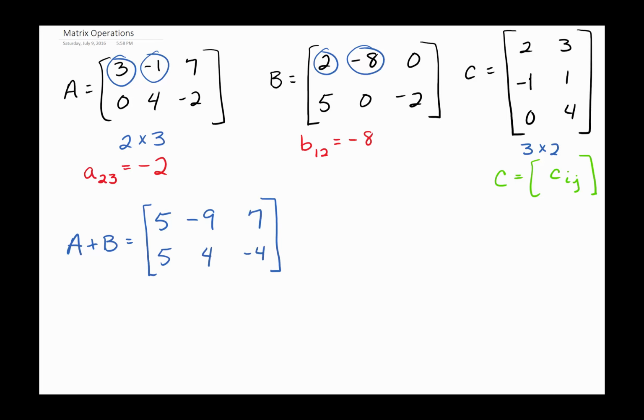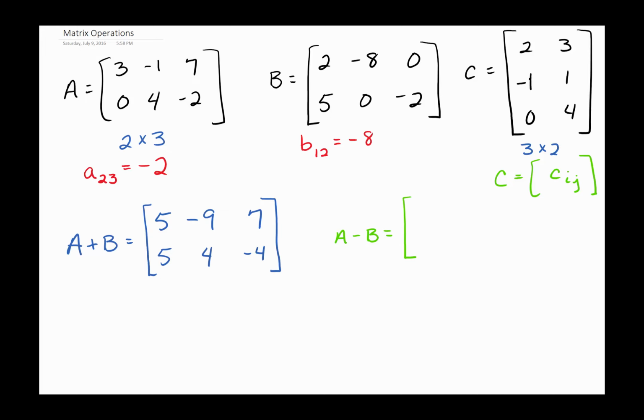Let's see, that's a 7 there. All right, so matrix addition is pretty simple. It's just entry by entry, corresponding entries. Of course, implied there is that the two matrices have to have the same size, so that every entry in one matrix corresponds to an entry in the other matrix.